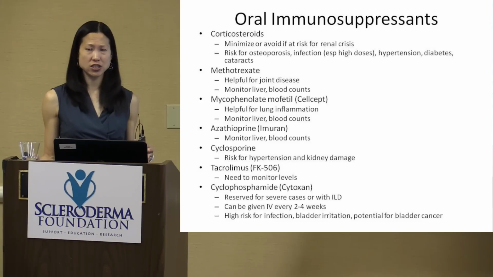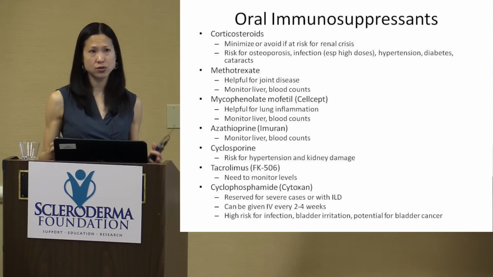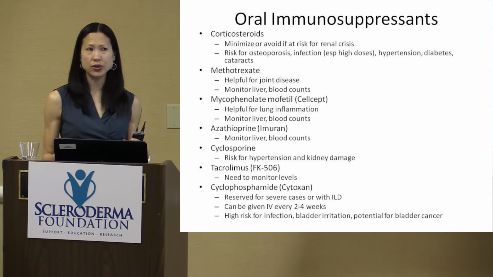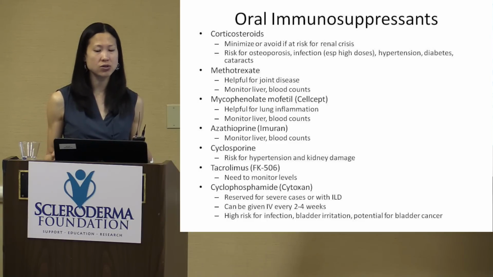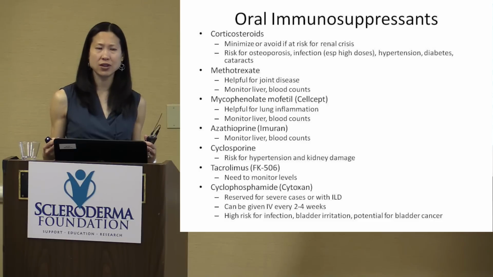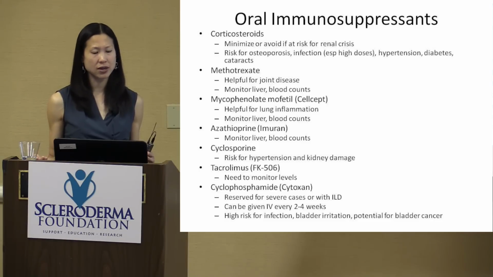Now, in scleroderma patients, you do have to realize that there's an increased risk for developing scleroderma renal crisis when you take corticosteroids, particularly in patients who have diffuse skin involvement, those who are early on in their scleroderma diagnosis, and those who have an antibody called the RNA polymerase III antibody. So you probably want to minimize or avoid steroids in those patients.